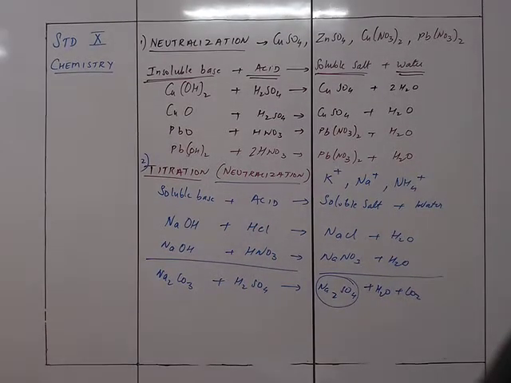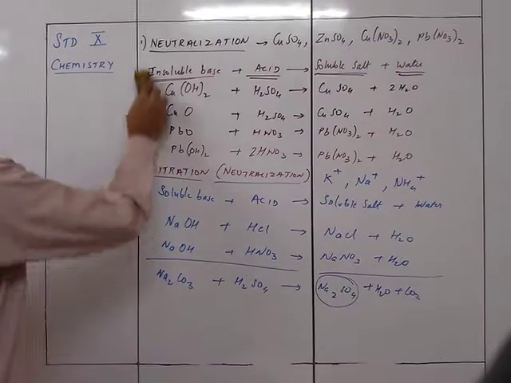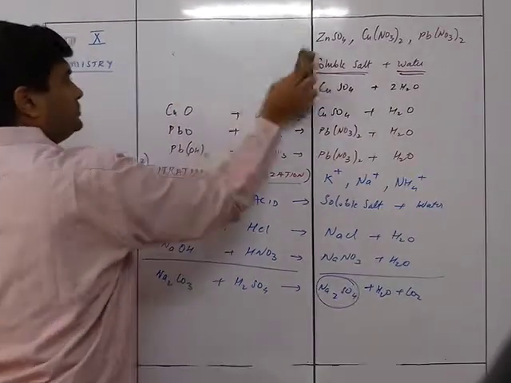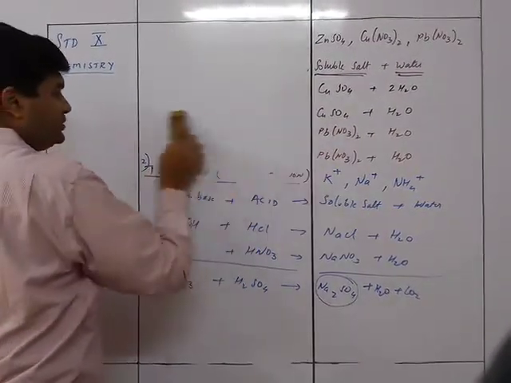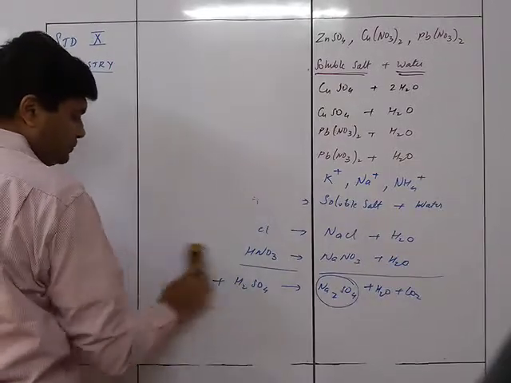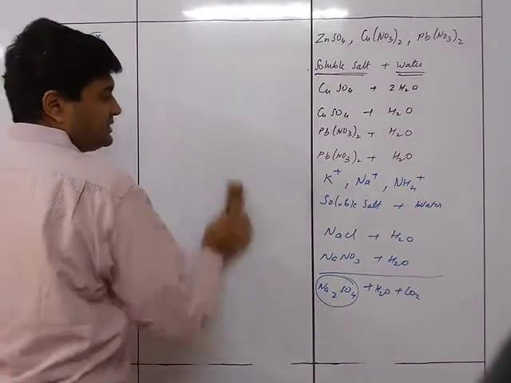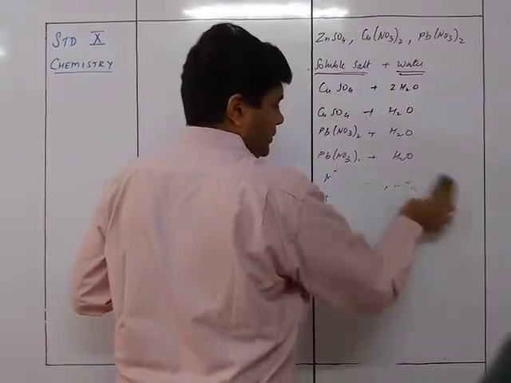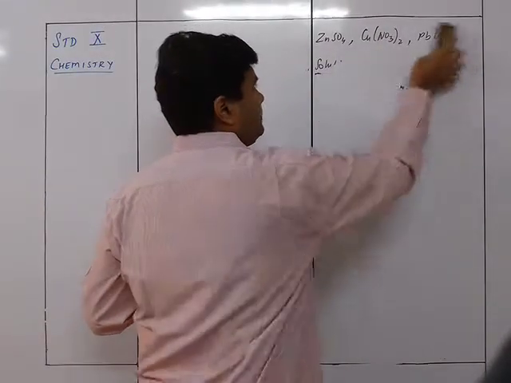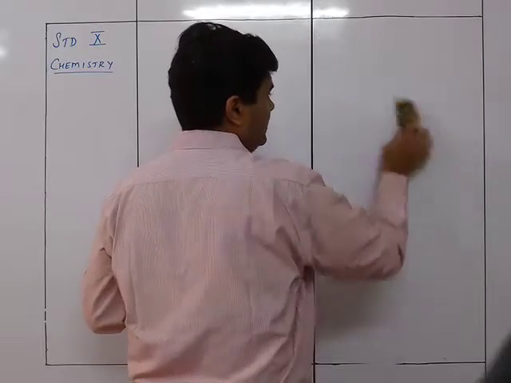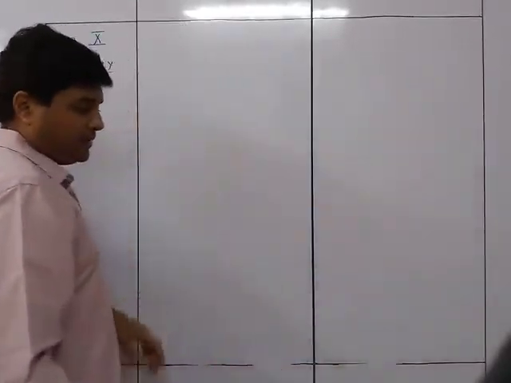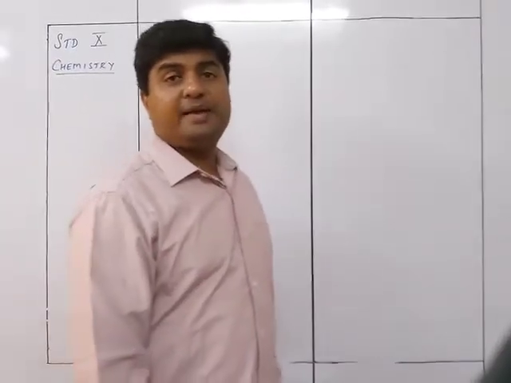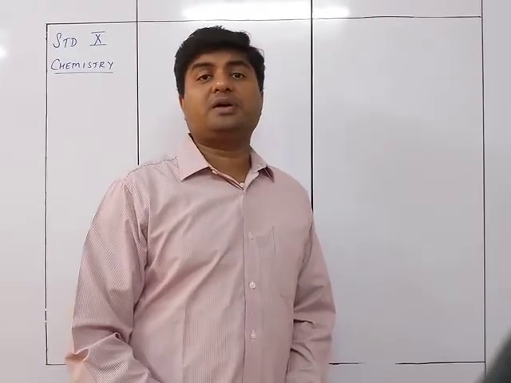So we saw neutralization and titration as the process for making salts, preparation of salts. We go to the next part, and that is simple displacement reaction. I hope you remember what a simple displacement reaction is. Simple thing: a stronger metallic part displaces a weaker part as per the reactivity series.